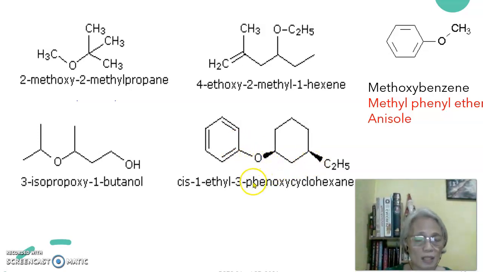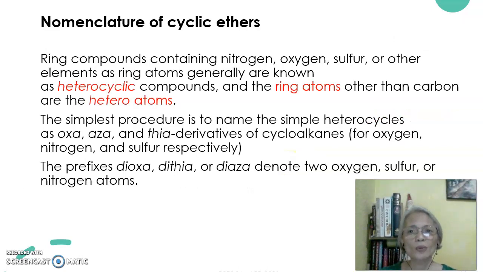So here we have cyclohexane, with an ethyl substituent and a phenoxy substituent, which are on the same side. So we have a cis configuration for the ethyl and the phenoxy group. So this is cis-1-ethyl. Numbering starts here. So this is carbon number 1, 2, and 3, such that we have a cis-1-ethyl-3-phenoxycyclohexane.